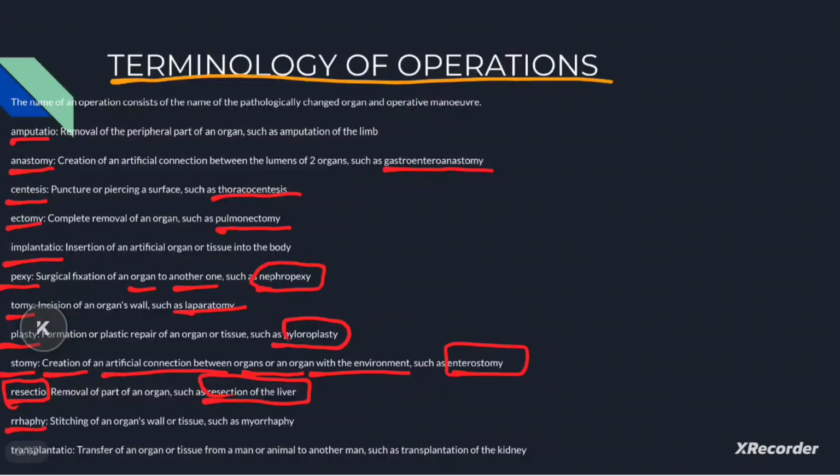Raphe is stitching of an organ, wall or tissue. What does it mean? Stitching of an organ's wall or tissue is myoraphe. And the last is transplantatio. What does it mean? It is the commonest thing. Transplantation of the kidney means organ or tissue transfer from one man to another man.